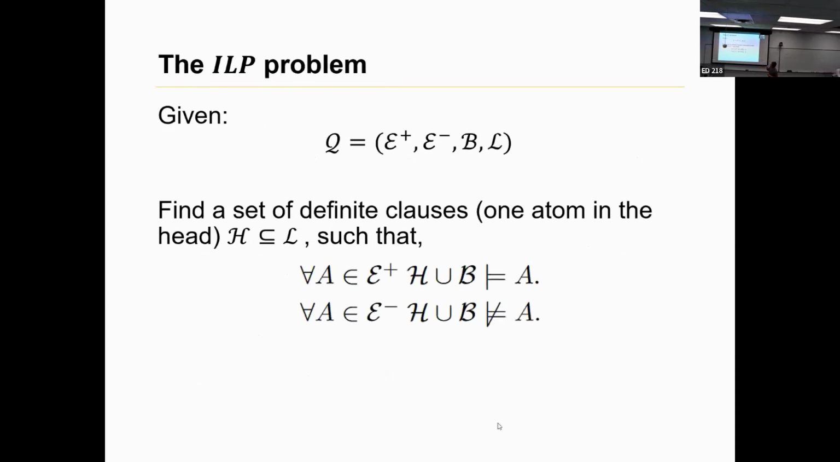So the ILP problem here is basically formed as a 4-element tuple: positive examples, negative examples, background knowledge, also called axioms in some literature, and the language. So here we want to find a set of definite clauses such that this set of definite clauses, union with the background knowledge, can explain everything in the positive examples, but not a single thing in the negative examples.